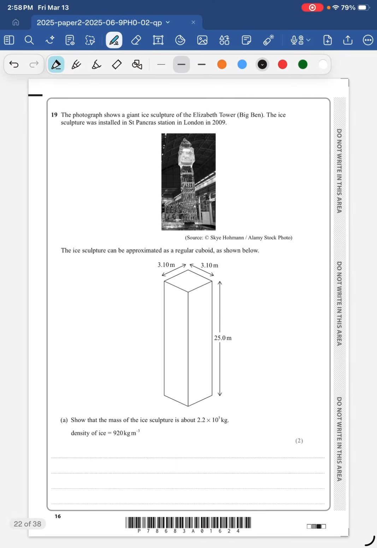Okay. Question 19. The photograph shows a giant ice sculpture of the Elizabeth Tower, Big Ben. The ice sculpture was installed in St. Pancras station in London in 2009. I don't know, let me know in the comments.